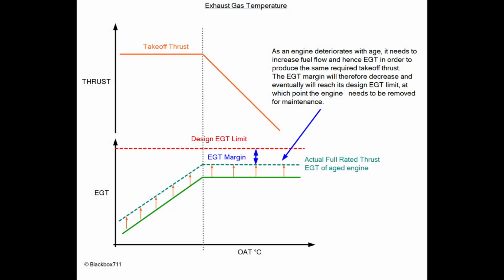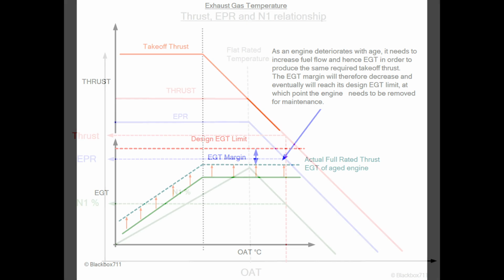As a little side note here, the operational EGT limit is obviously well below the design EGT limit, and that has to do with the fact that as the engine deteriorates with age, it will need an increased fuel flow and hence a higher EGT in order to produce the same required takeoff thrust. And over time, the EGT margin will therefore decrease and eventually will reach its design EGT limit, at which point the engine will have to be removed for maintenance.